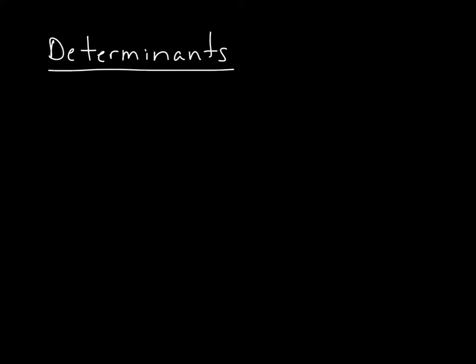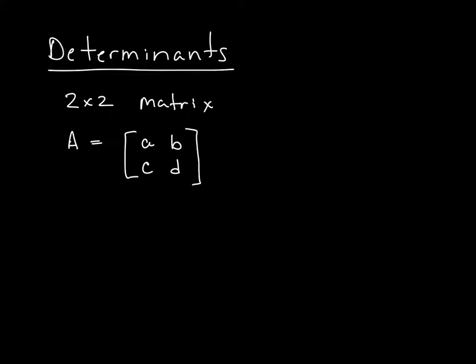All right, let's first look at a 2 by 2 matrix, where A is equal to A, B, C, and D. Now, a determinant D is equal to AD minus BC. Think about it as a clock.